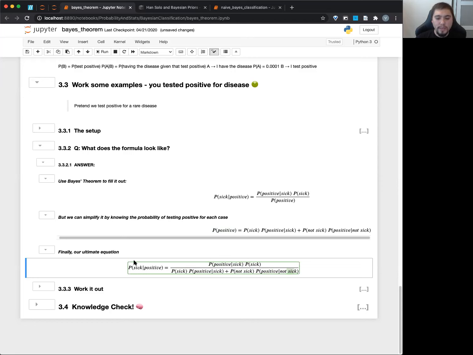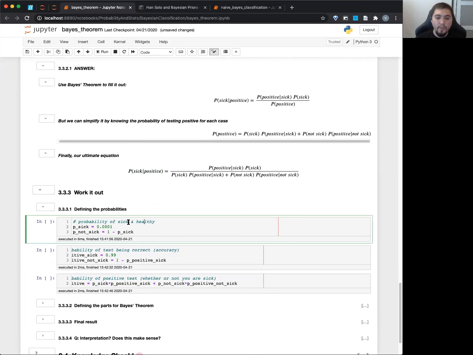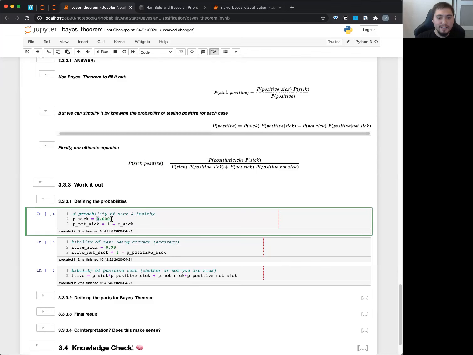With all this information, we can figure out the probability of me being sick given that I'm positive. Before we run this through, we'll go through it real quick, and we can actually run this in code. So the probability of being sick is 0.01, or 0.0001.